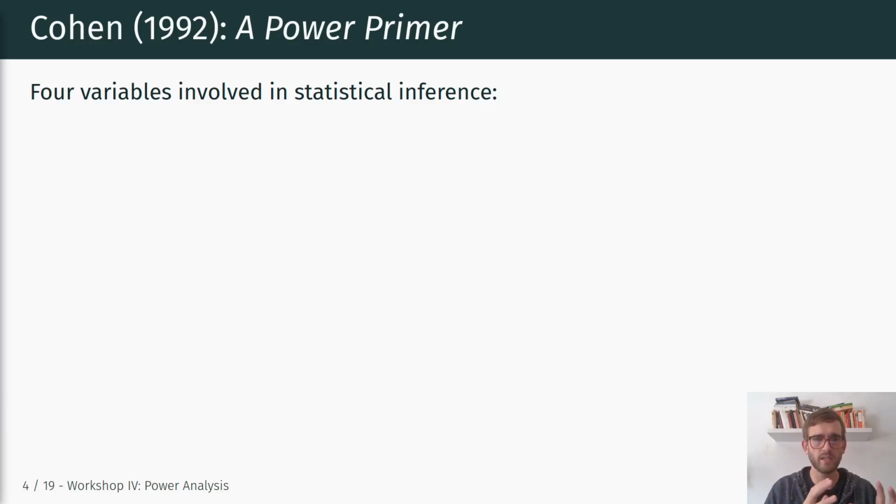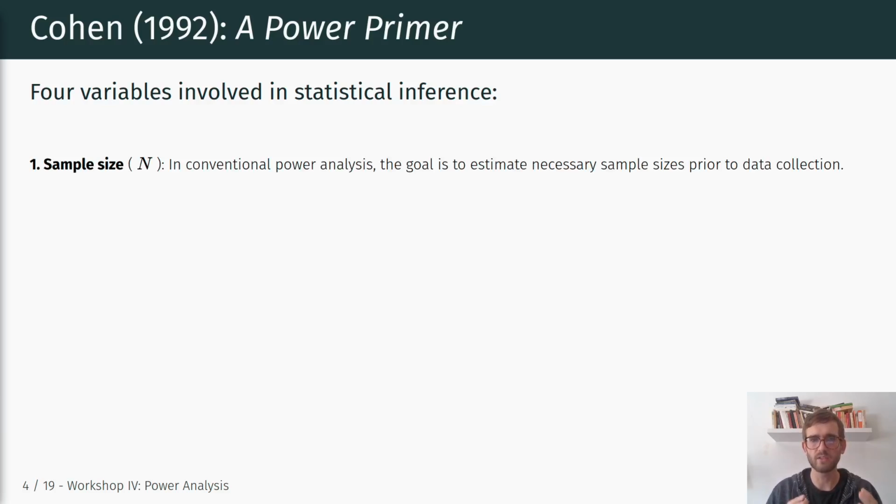So the way this is structured in Cohen, or in general the way statistical power analysis is structured, is it basically examines the relationship between four key variables that are involved in any type of statistical inference. Okay, and those four components of any type of analysis are the following. The first one is the sample size, which you usually denote as capital N.